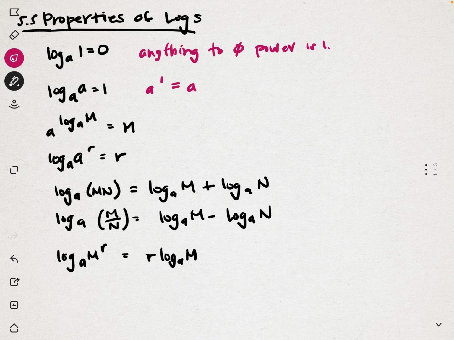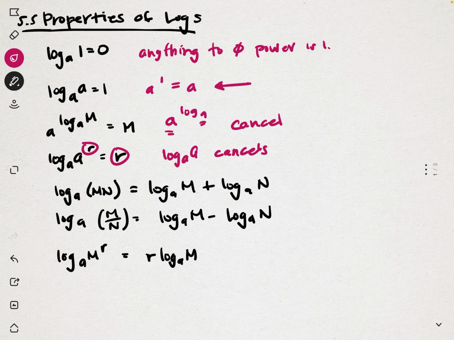Okay, the next one, a to the log base a of m equals m. So a to the log base a, if these are the same base, they cancel out. Okay, and the next one says log base a of a to the r is equal to r. This one follows the same thinking, except we have an exponent of r. So that's just going to be r. Another way to think about it again is log base a of a cancels, as long as we have the same base.